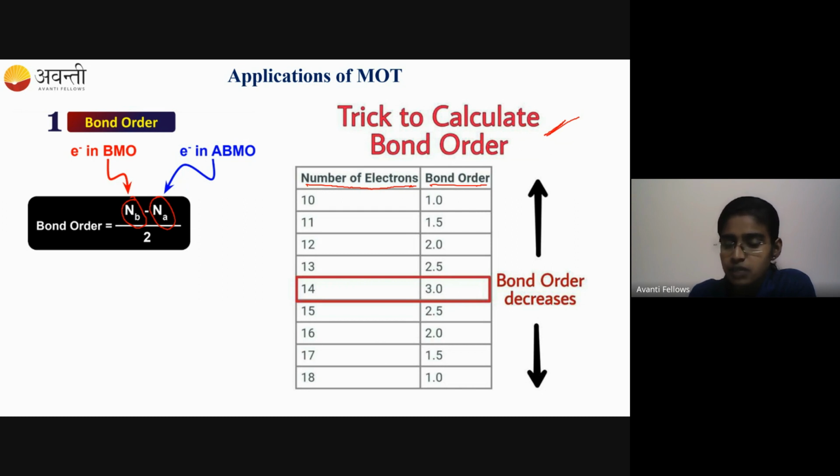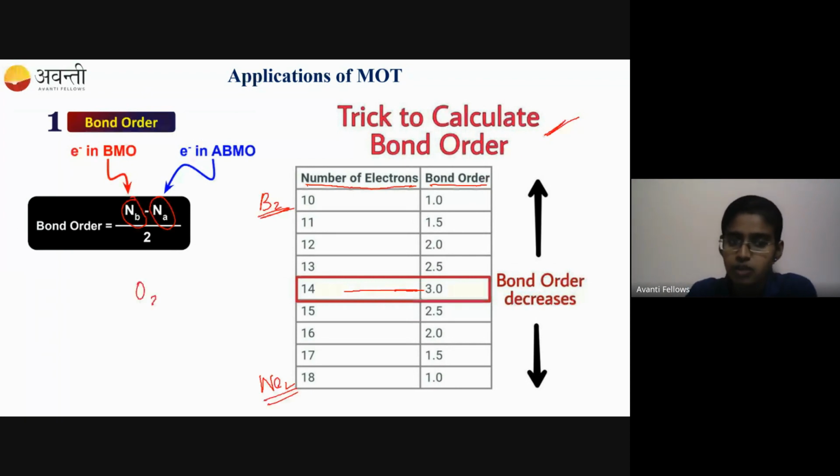So if the number of electrons in a molecule is equal to 14, then the bond order will be 3. Now for 13, 12 and so on, you have to reduce 0.5, 0.5. And in the bottom part also, reduce 0.5, 0.5. So for boron, we will have 10 electrons, and for neon, we will have 18 electrons. So just do like this and get the bond order.